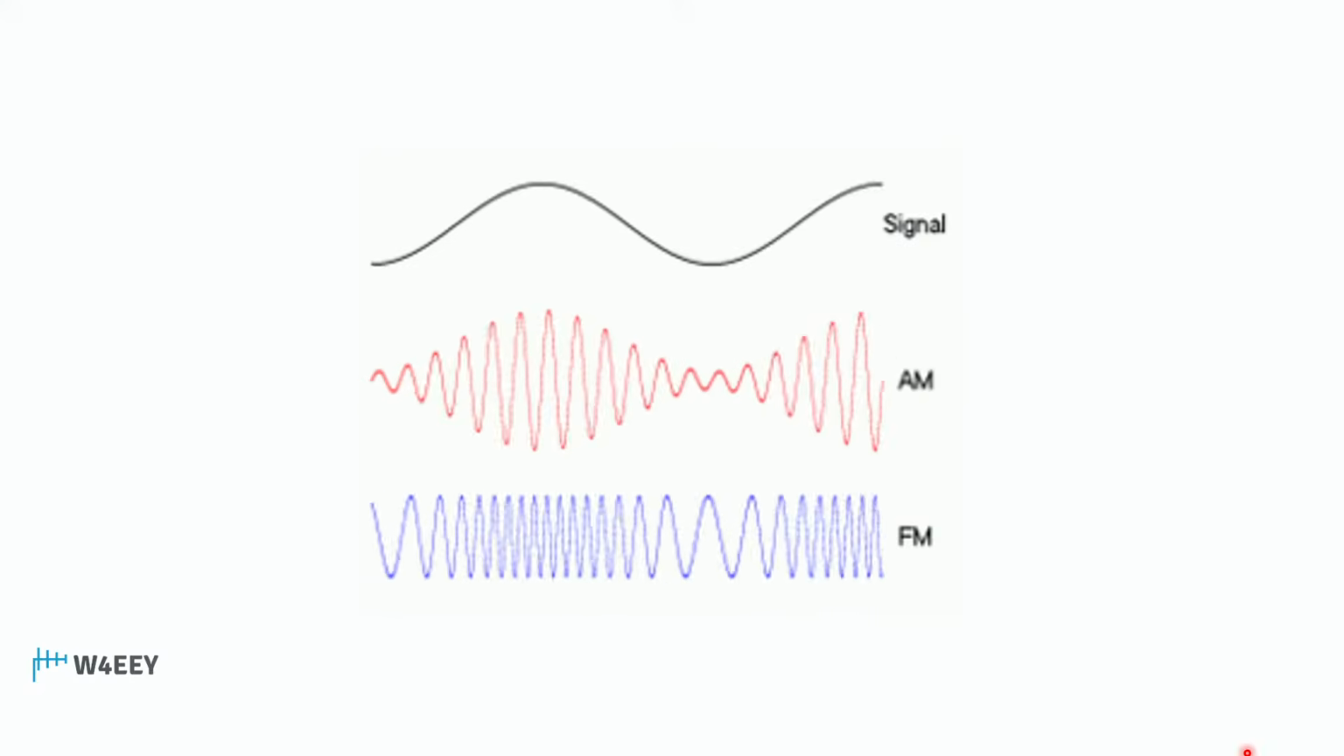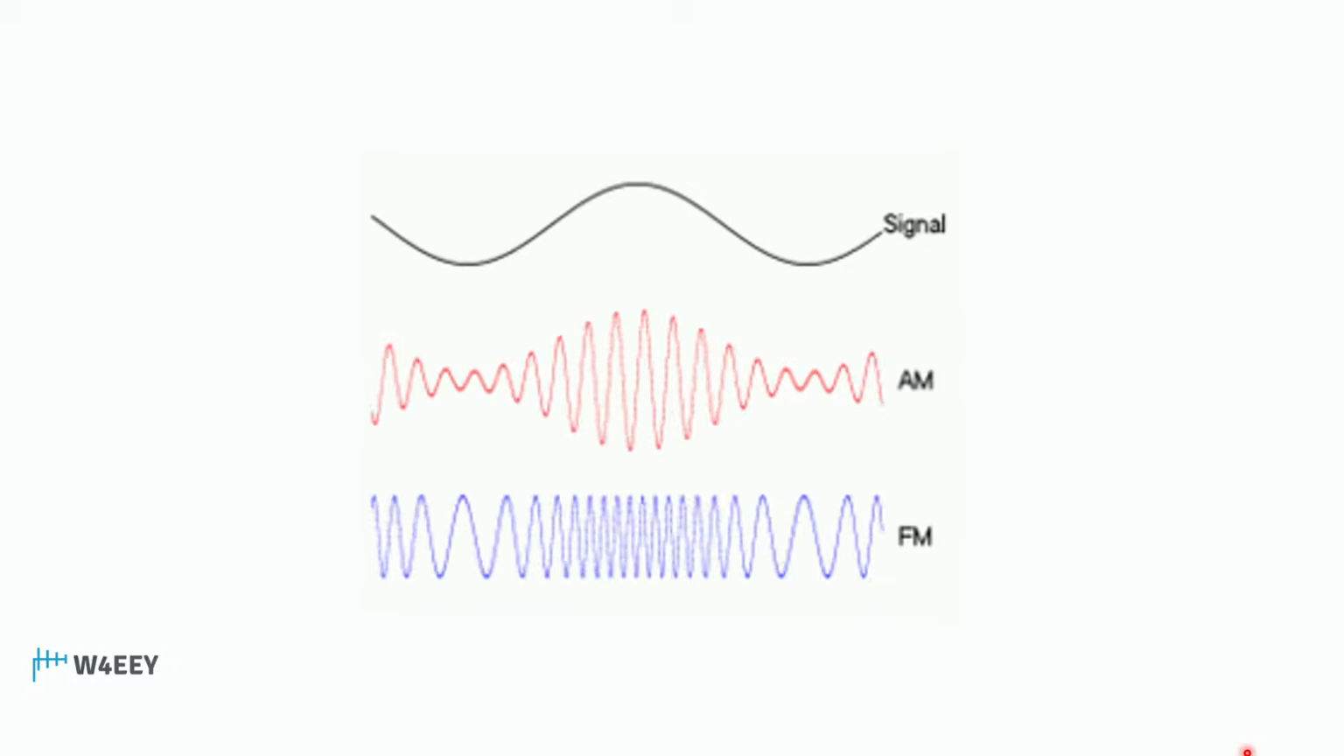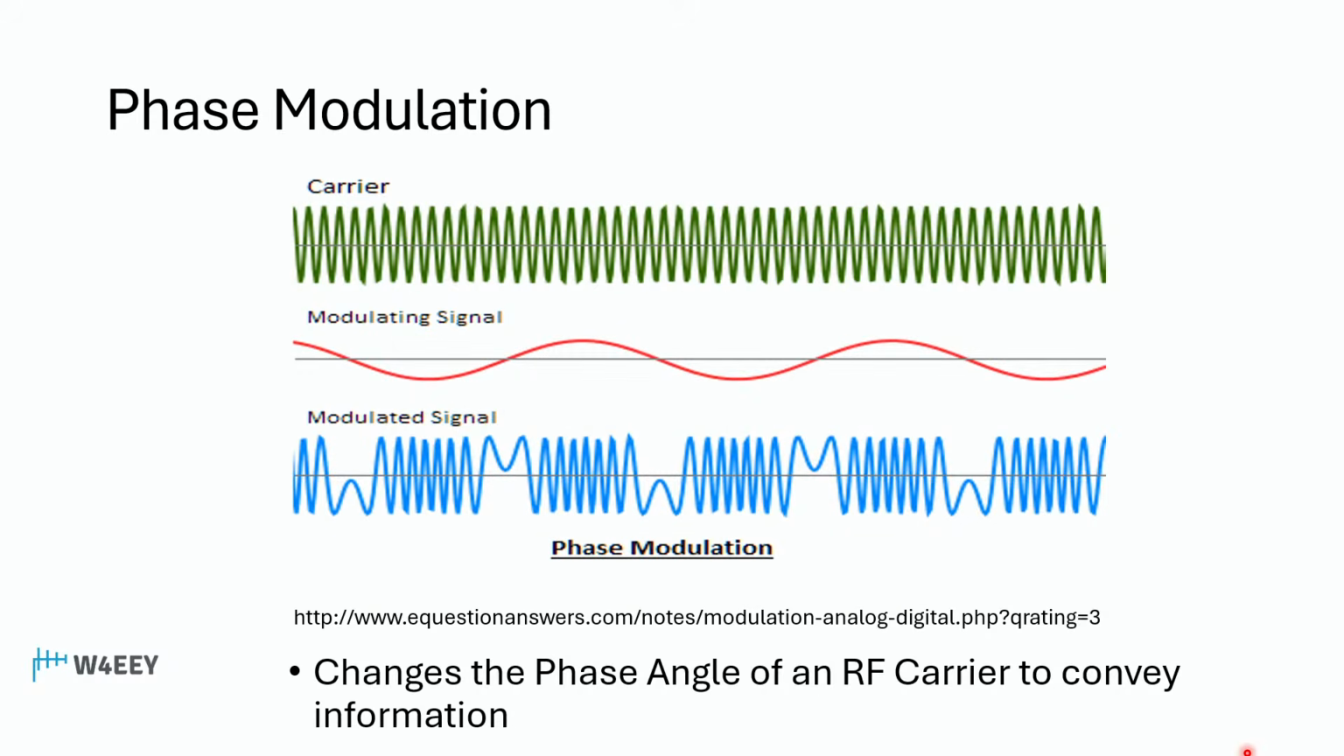Another type of modulation that is a cousin of FM is known as phase modulation. And phase modulation changes the instantaneous phase angle of an RF carrier in order to convey information.